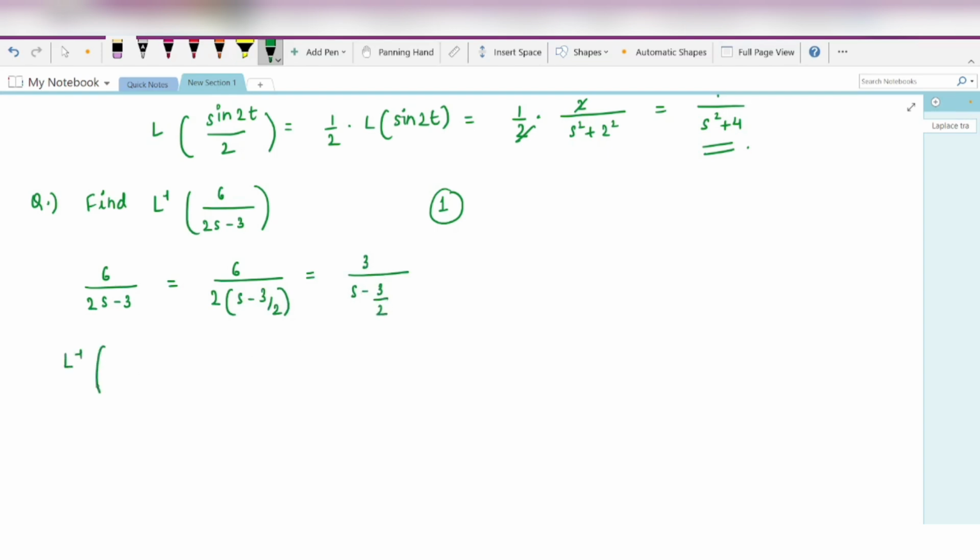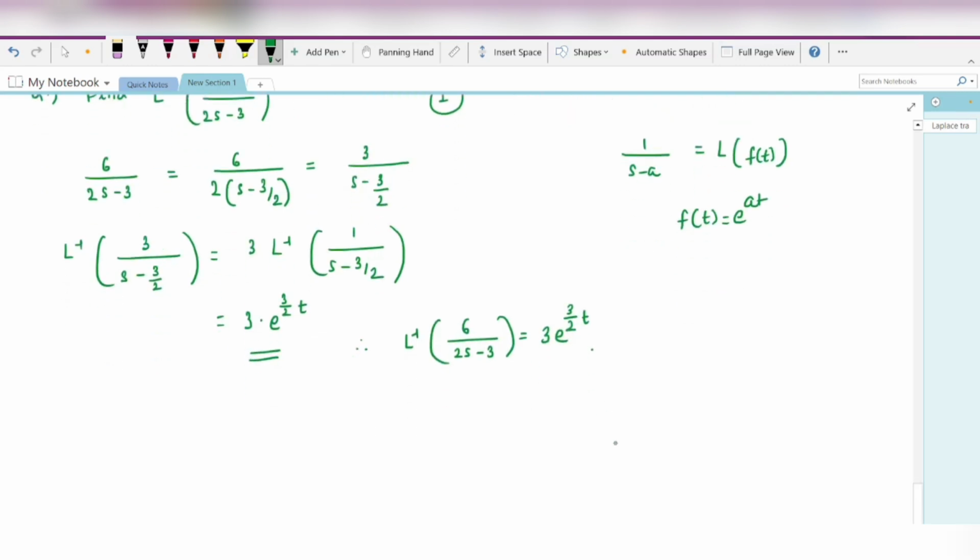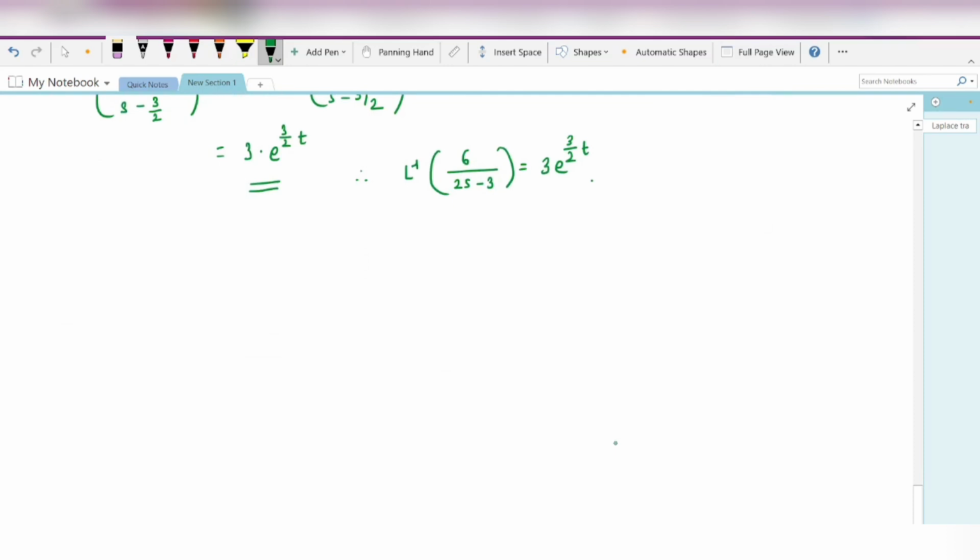So Laplace inverse of 3 by s minus 3 by 2 will be equal to, now 3 Laplace inverse of 1 by s minus 3 by 2. So observe that the thing inside the bracket is of the form 1 by s minus a. And do you know of which function the Laplace transformation is 1 by s minus a? So obviously the function is e raised to at. So therefore we will have 3 into e raised to 3 by 2 t. So therefore we have Laplace inverse of 6 by 2s minus 3 is equal to 3 e raised to 3 by 2 t. So this is the way to find the Laplace transformations and the Laplace inverse.